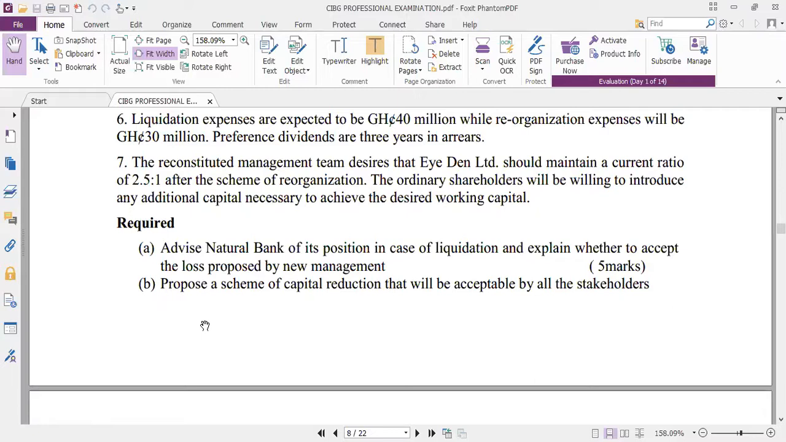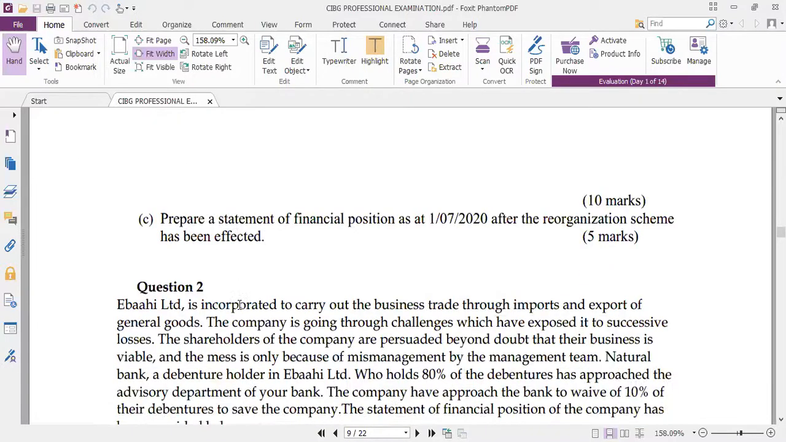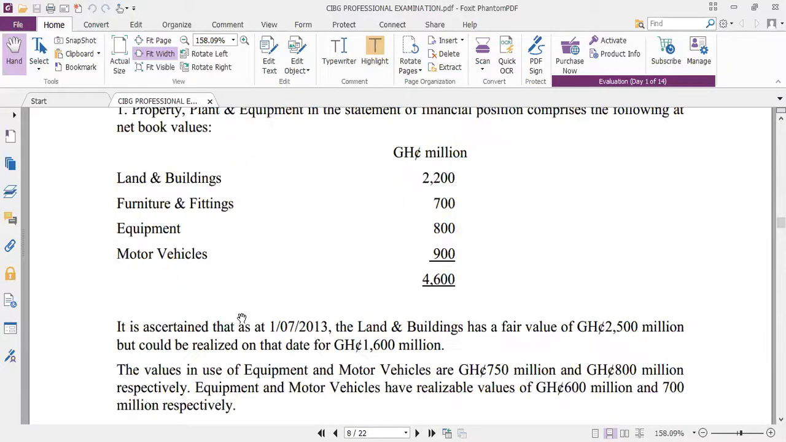Before the scheme, there will be one question which will require you to advise the company whether they should liquidate or reorganize. Then finally, prepare the resultant statement of financial position just after the reconstruction scheme has been implemented. So now let's go to the scenario.